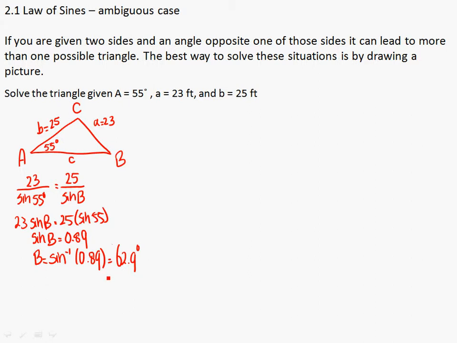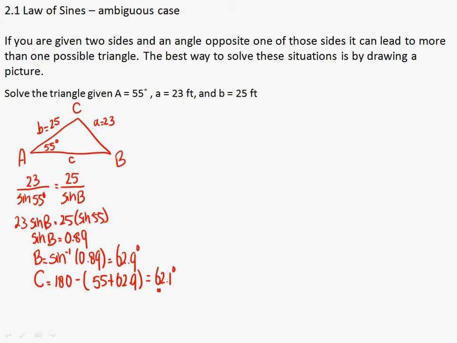Okay, so now I have both angle A and angle B. So what's easiest to find next? Angle C. How do you find it? Right, 180 minus whatever those first two, which are A and B in this case, 62.9 and 55, what they add up to. And if you do that, then C would be 62.1. So everybody okay with how I found C?